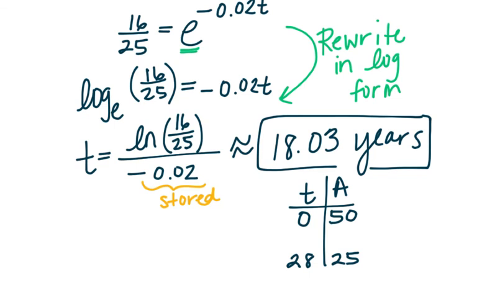So then just think logically, does our time value make sense? That we got approximately 18 years is how long it would take for our sample to decay to 32 milligrams. So looking here at our A values, seeing that we started with 50, 32 here is right between 50 and 25, so it should make sense that our value of 18 is between 0 and 28, that's a feasible answer, about 18.03 years.